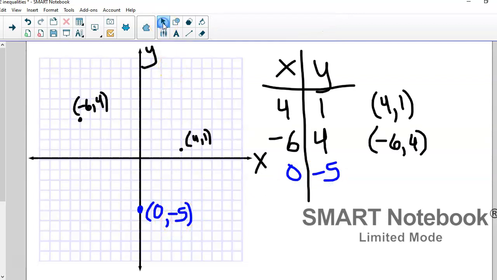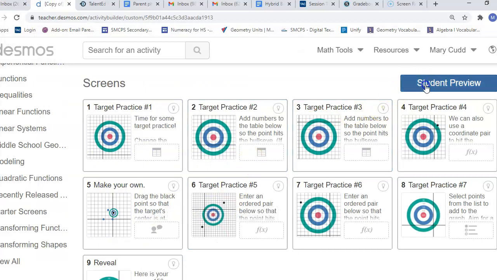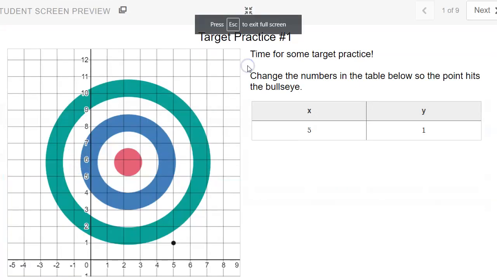So hopefully that was enough of a refresher on plotting points on the coordinate plane. For today's activity, we're going to do some target practice. This is a Desmos activity, and what we have here is a target. We have to get this black point right in the middle of the target by changing the numbers in the function table over here. So we're trying to get the black point somewhere in this red bullseye here.